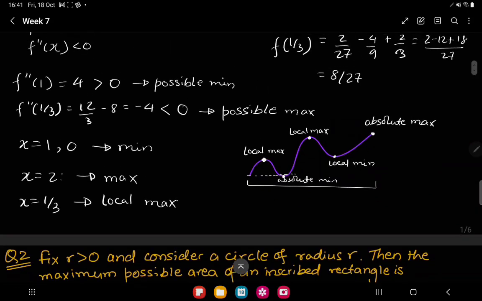So here is a simple example. I have shown what local maxima looks like, what local minima looks like, and then absolute maximum and absolute minimum.